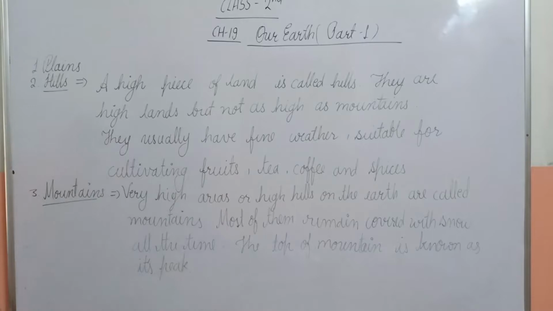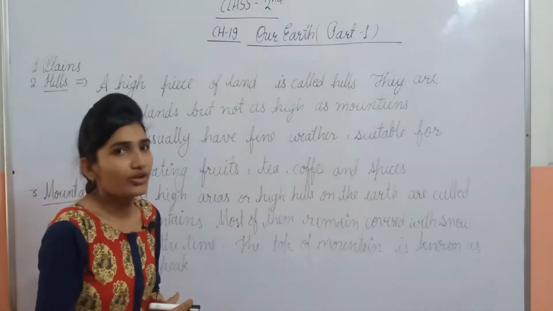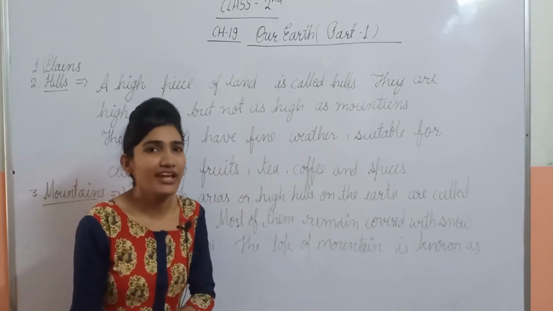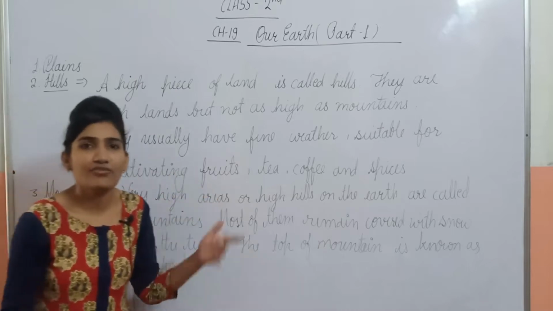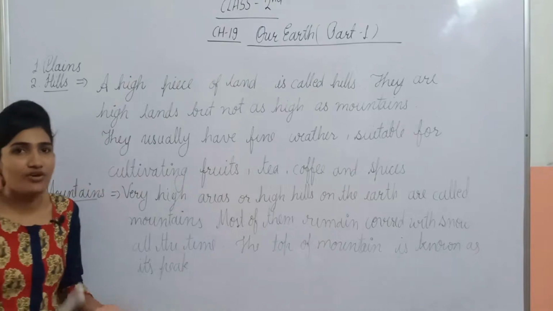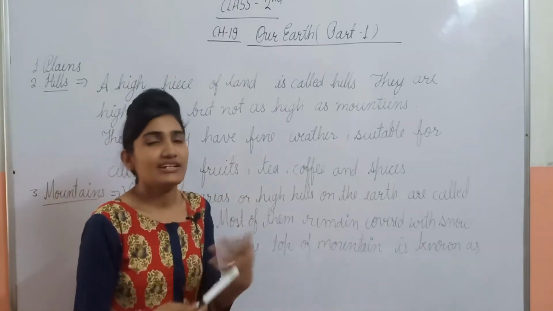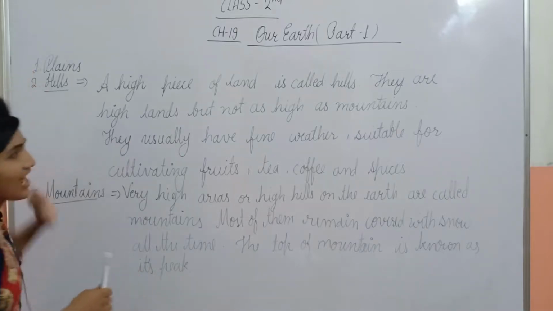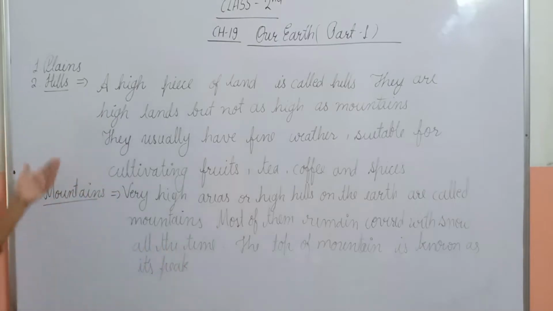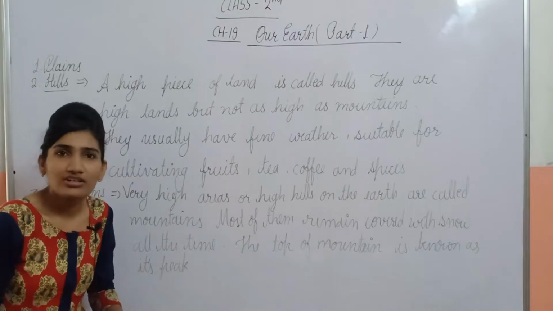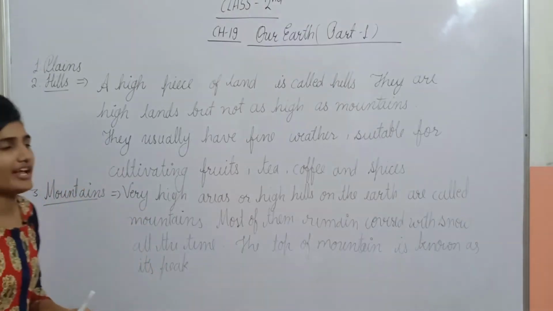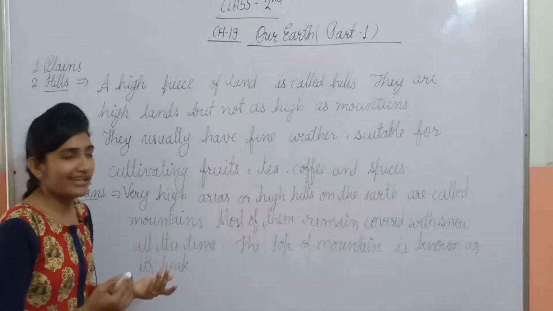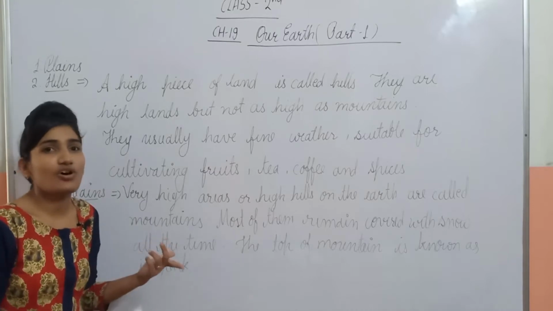Okay, so we discussed the landforms of earth. At some places the earth's surface is high. Now we discussed first the plains. Plains, a large area of flat land, are called plains, and hills, a high piece of land, are called hills. But the hills are highlands, but not as high as mountains. It means these are not higher than mountains.